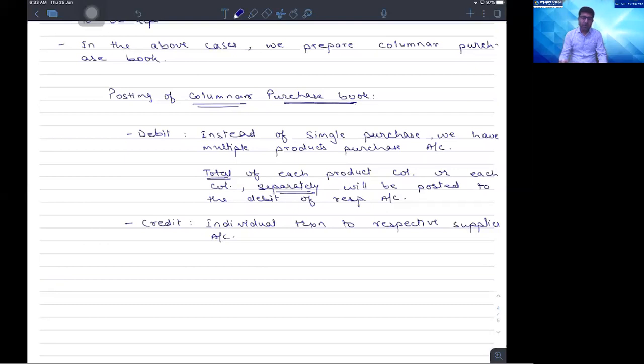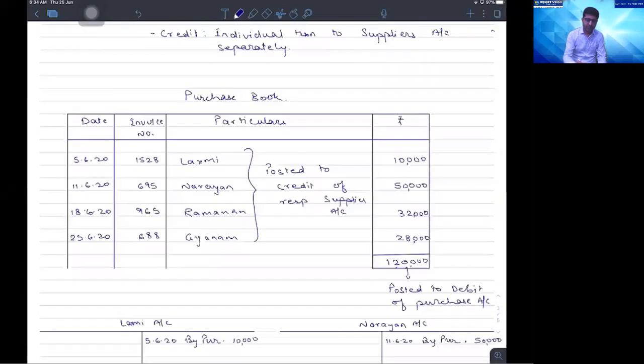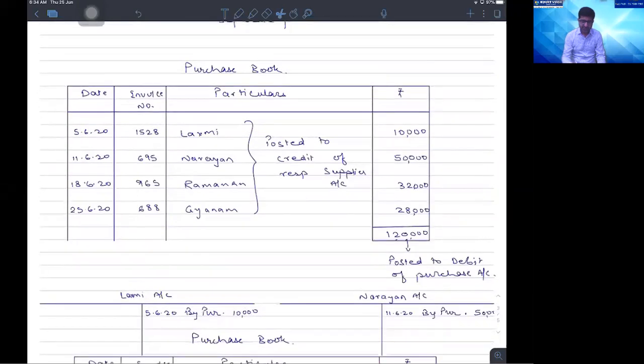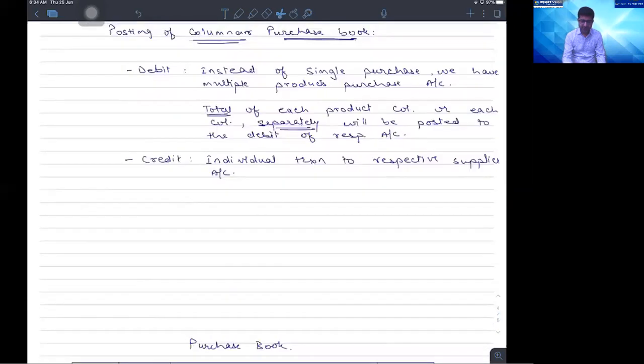As far as the columnar purchase book is concerned, the format will look like what? If I just pick up this same format, we'll have the format something like this for a columnar purchase book.